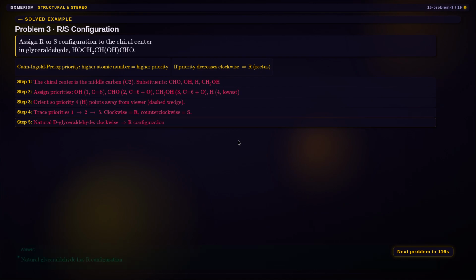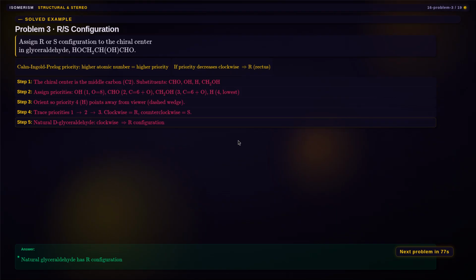Problem 3. R and S configuration. Assign R or S configuration to the chiral center in glyceraldehyde, HOCH2CH(OH)CHO. Step 1. The chiral center is the middle carbon, C2. Its substituents are CHO, OH, and CH2OH. Step 2. Assign priorities. OH has priority 1 because oxygen has atomic number 8. CHO has priority 2 with C double bonded to O. CH2OH has priority 3 with C single bonded to O. H has priority 4, the lowest.